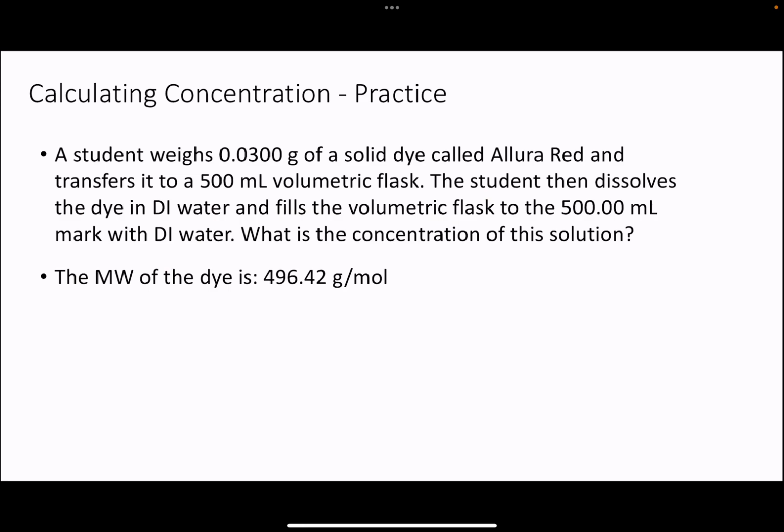Okay, so let's go through a quick calculation practice problem. And in this case, this is a different compound that we're not going to work with, but it's just an example. A student weighs this amount of Allura Red, and then transfers it to a 500 ml volumetric flask, and then fills it to 500 milliliters with DI water. Here's a question. What is the concentration of this solution? Well, in order to determine this, we of course need the molecular weight of the dye so that we can convert to moles.